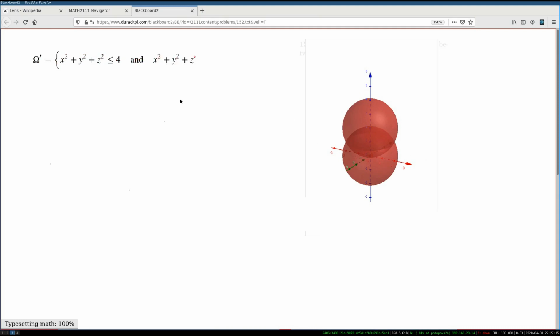On this page I call this omega dash. This is a sphere of radius 2, center the origin. This is a sphere of radius 2 again, but the center is 2 units up. If you compute the volume of this intersection of two spheres, and if you use spherical coordinates for that, in the course of your computations you will arrive at a repeated integral of this type.